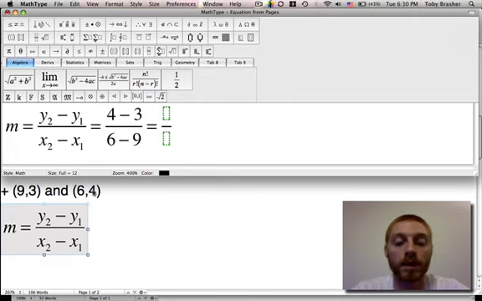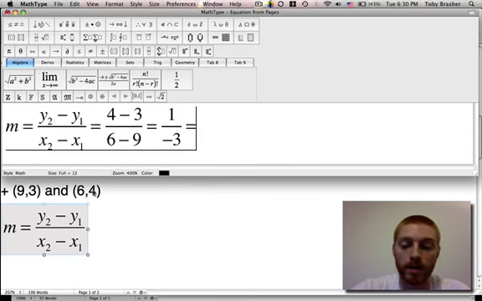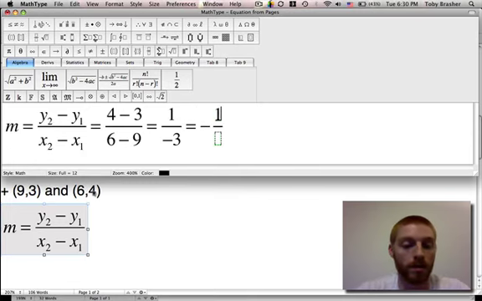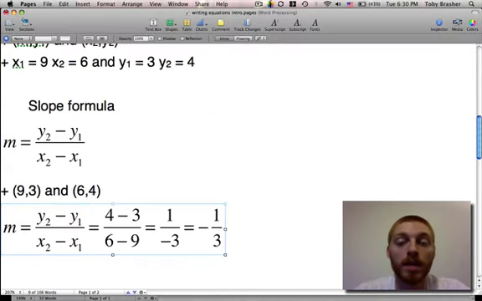So I have 4 minus 3, which is 1, over 6 minus 9, which is negative 3. Another way we could write this is negative 1/3. And then I would have that my slope equals negative 1/3. Okay, and that's just a quick run through on what we would need to write a linear equation.